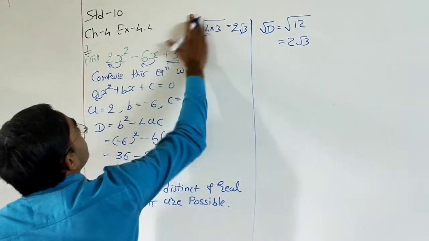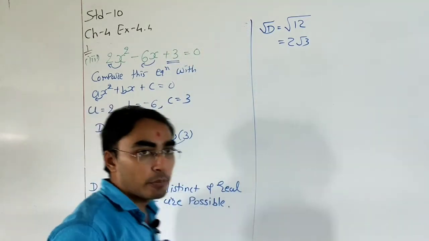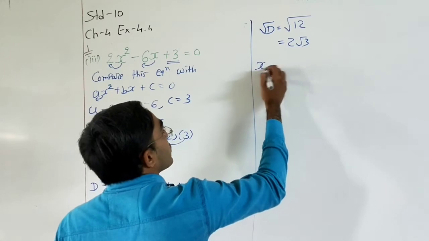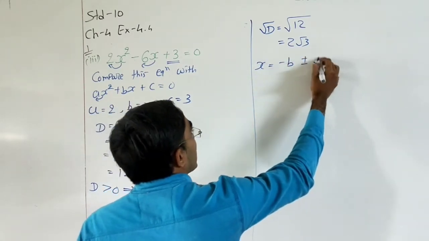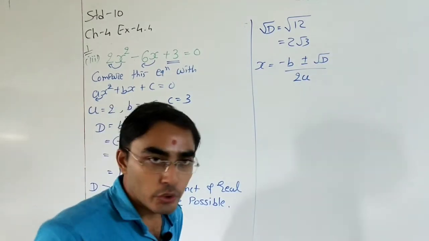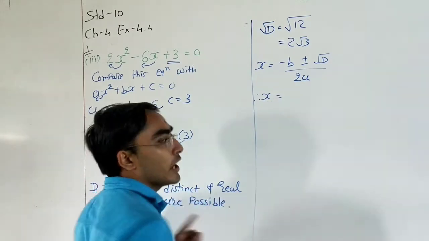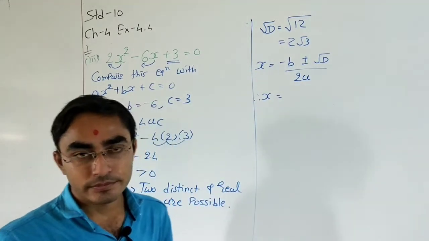Okay? Now, we can use the quadratic formula. What is the quadratic formula? x is equal to minus b plus or minus under root D divided by 2a. Okay? Now put the value of a, b and under root D.